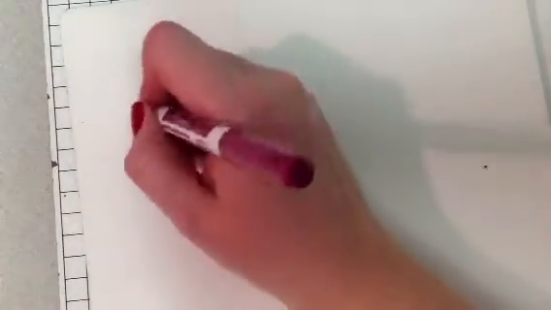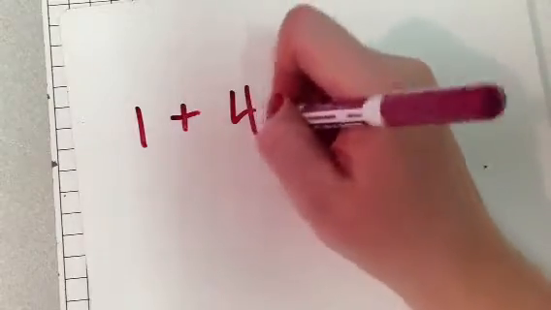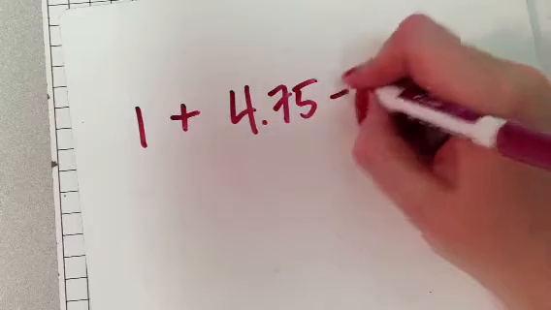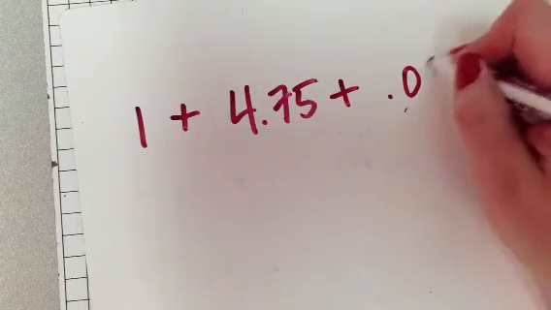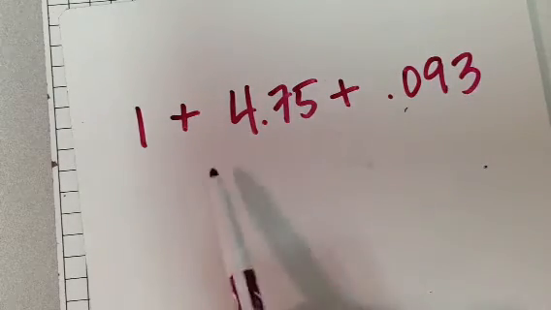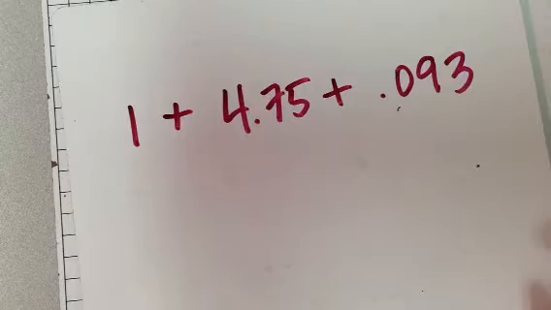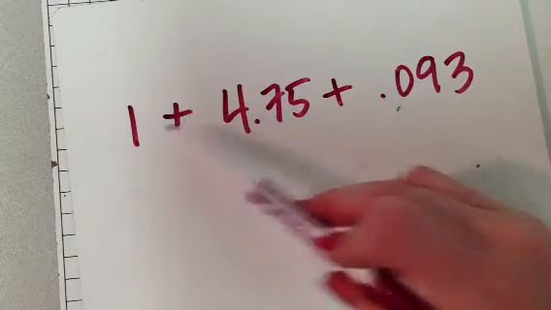I'll write it over here and we can refer back to it. So I want to add 1 to 4.75. And I want to add that to 0.093. So 1 plus 4 and 75 hundredths plus 93 thousandths, right? This is my problem. And so I have to line up these decimal points.